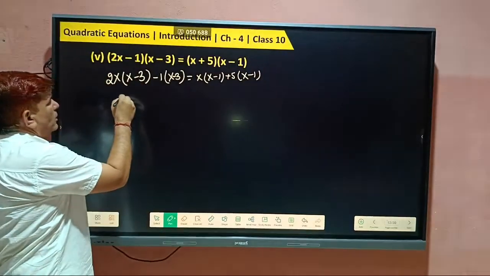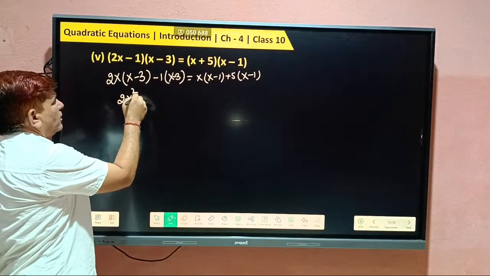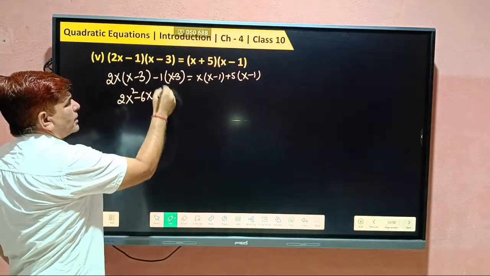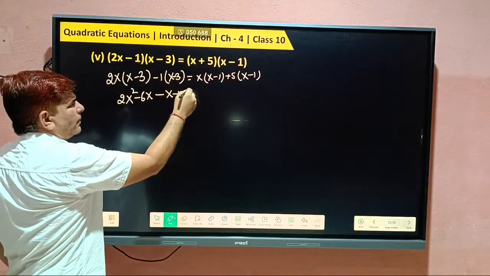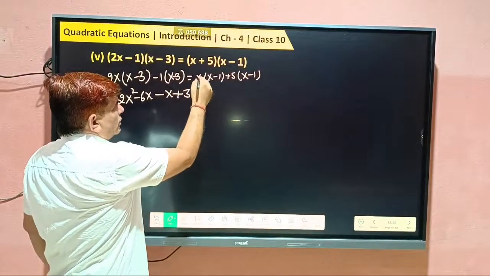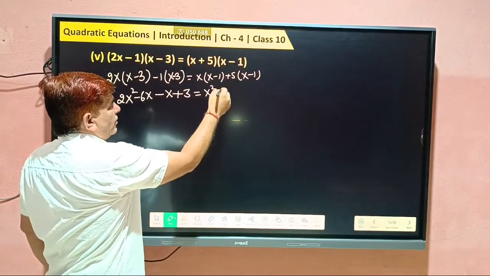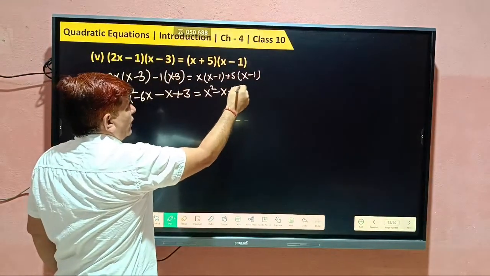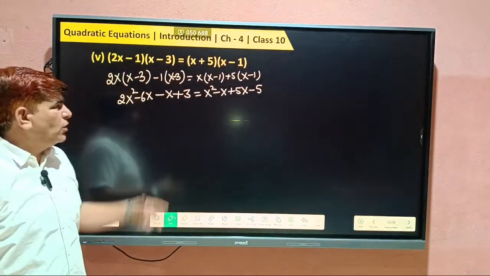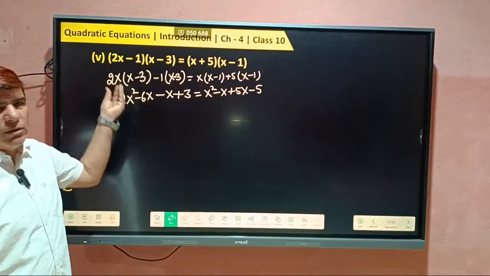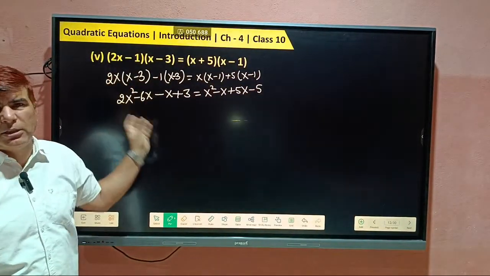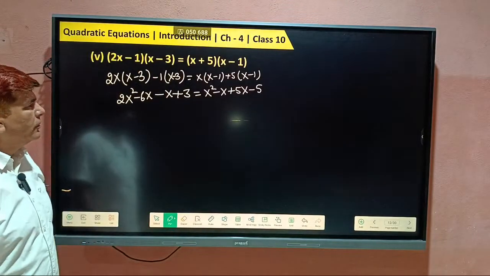Multiply these. 2x square minus 3, 2 sixes are 6x, minus x, minus minus plus 3. Yes or no? It's multiplication with x square minus x plus 5x minus 5. If not understanding, then take one more step. It's multiplication with this, then it's multiplication with this, in this way.